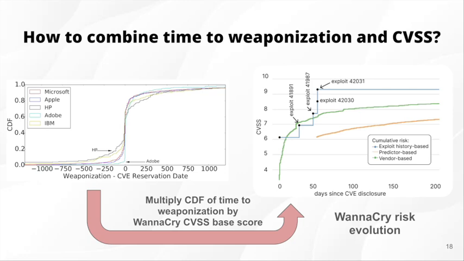And the way to relate one to the other in the simplest case is to simply multiply the CDF curve by the CVSS base score to then obtain a curve showing how CVSS will evolve over time. And we can do this based on vendor, based on the machine learning model, which we call here the predictor-based model, or we can do this simply looking at the exploit history-based approach. We can do this in multiple ways, but the basic idea is that each of these ways will provide a different perspective towards how severity evolves over time.